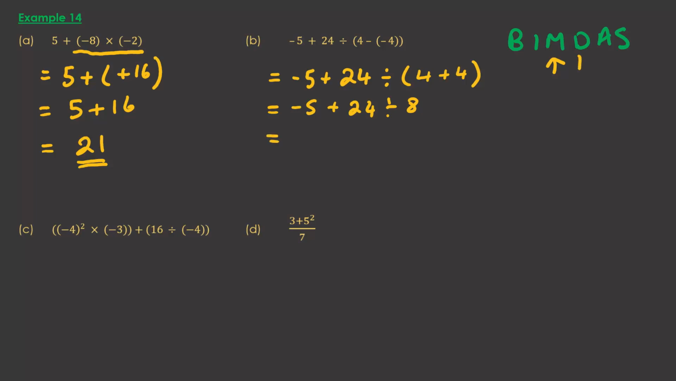So I've now got -5, add 24, divided by 8. The division comes next. So I've got -5, add 3. And you can use a number line for a -5, and we go 3 places. That's going to be -4, -3, -2.